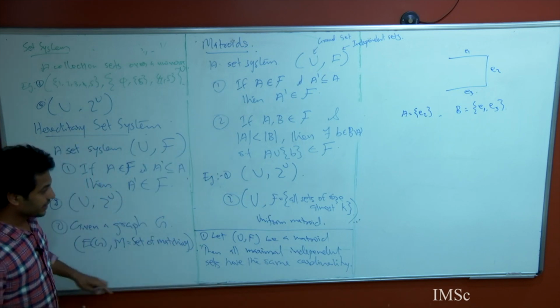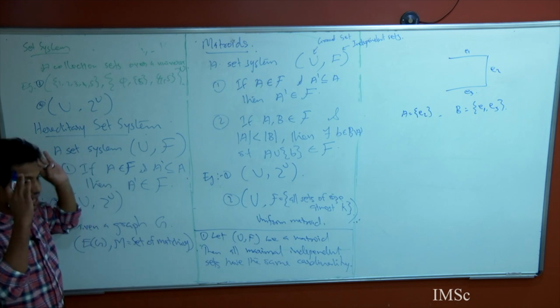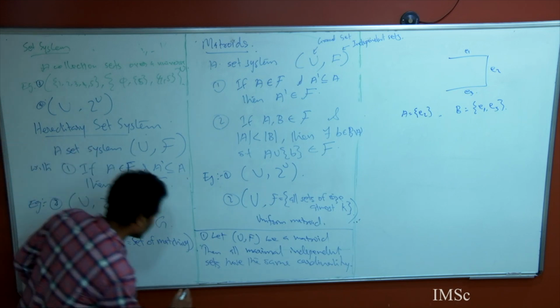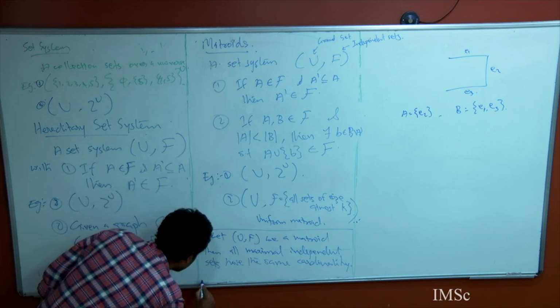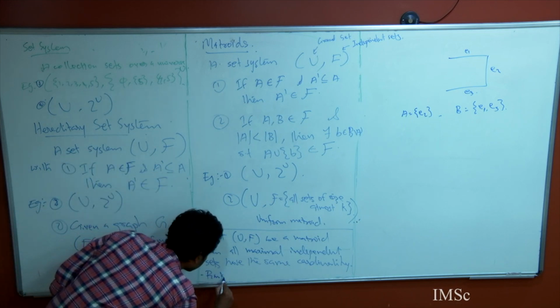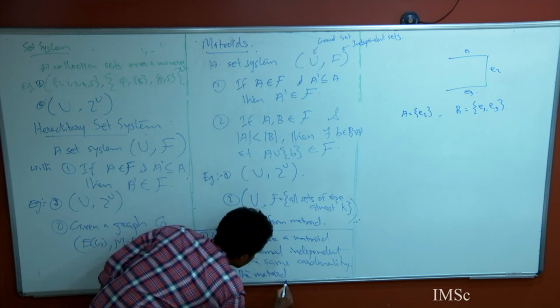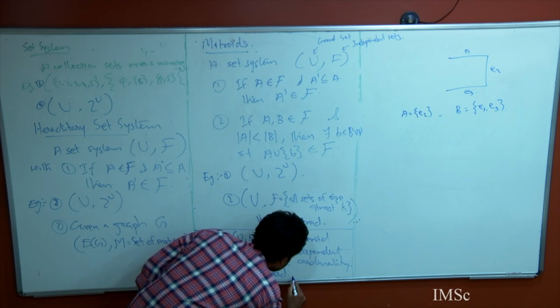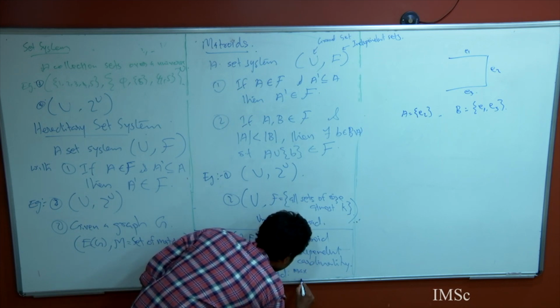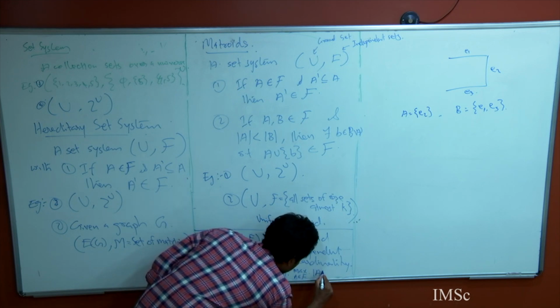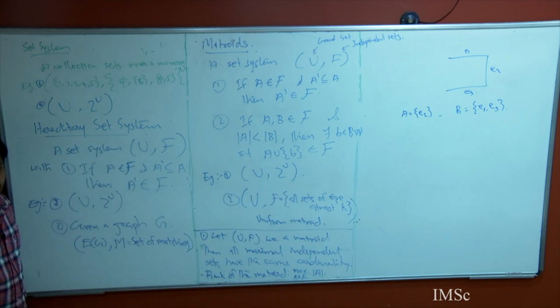And that number, the cardinality of the largest independent set, or any largest independent set, is called the rank of the matroid. Rank of the matroid is the max over A in F of the cardinality of A. Right? Okay.